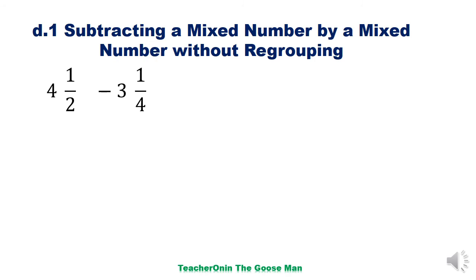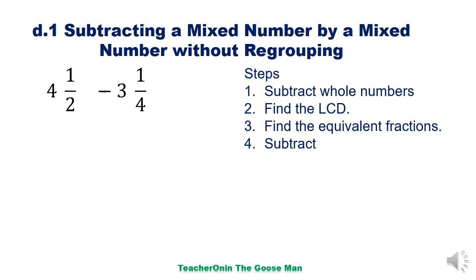Okay, let's subtract first the whole numbers 4 and 3. So, guys, 4 minus 3 will give us 1. So those are actually the whole numbers. Then we have here 1 half and 1/4. So we will get the LCD of 2 and 4. So get the LCD of 2 and 4.